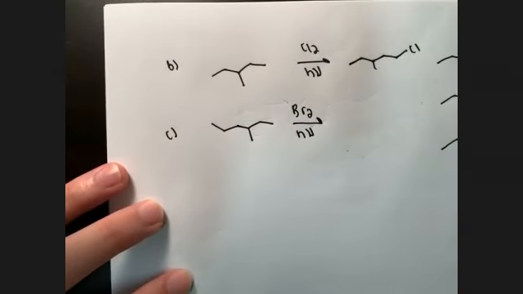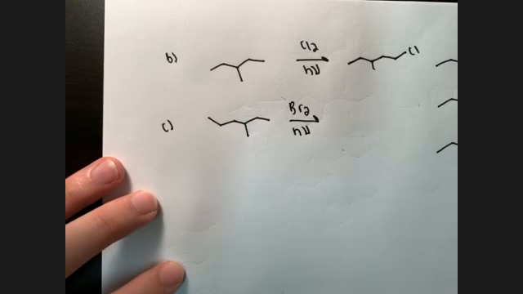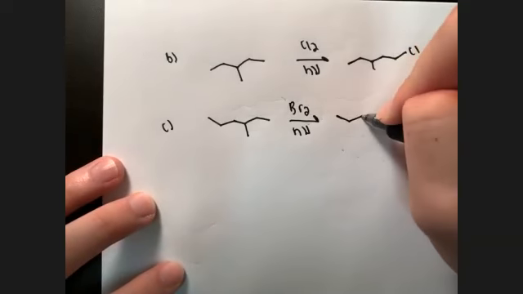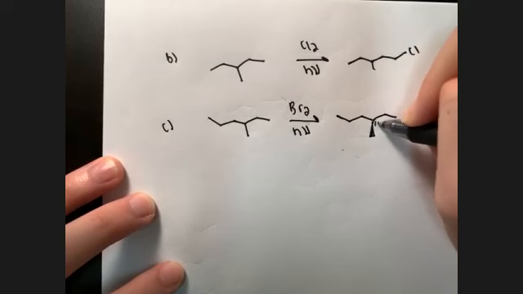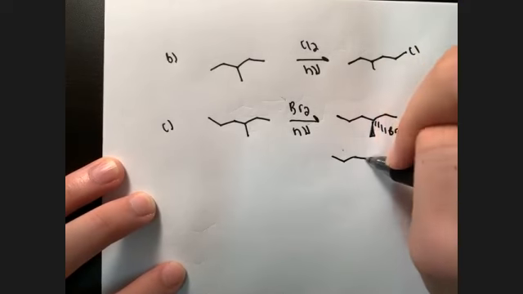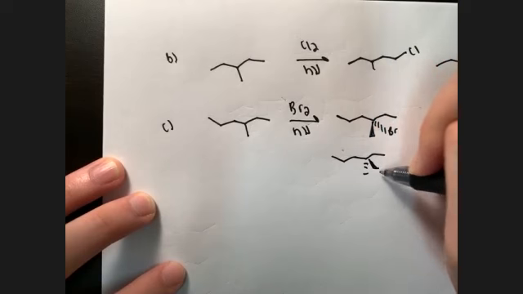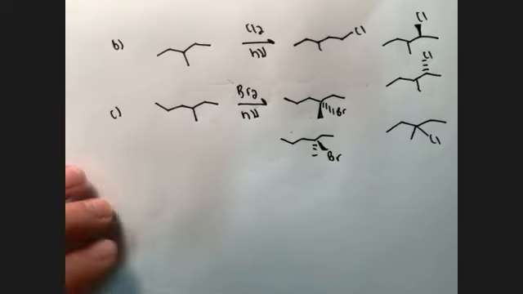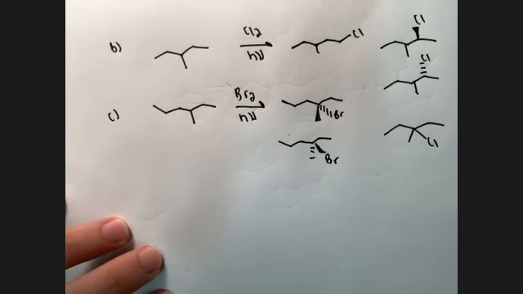Okay, so bromination, we know we're going to find the more substituted position. I see a tertiary. Okay, it's not symmetrical, so I have to consider all stereoisomers. Done. Okay, do you see how fast this is?